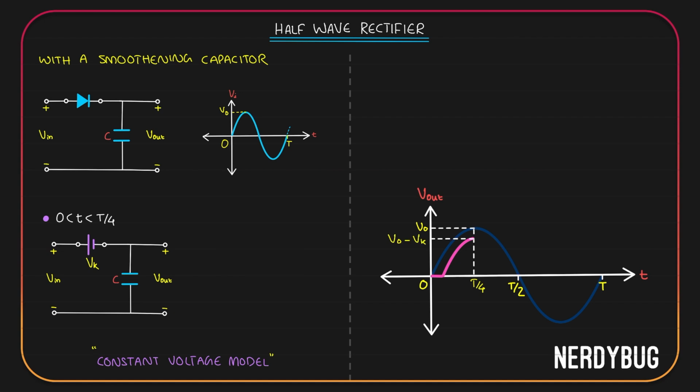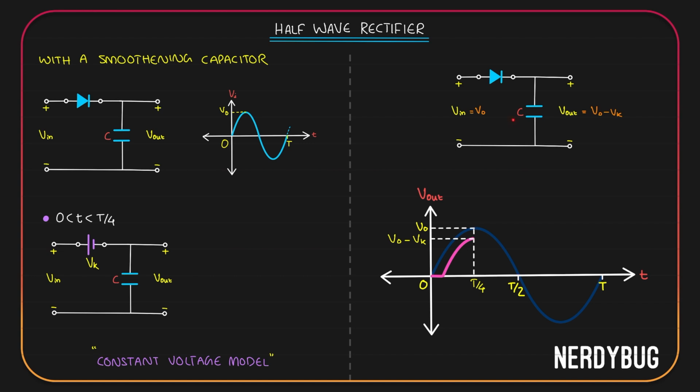Let us take the original circuit now. Assume that the input has reached over here and the value of V in is now V naught. Now the capacitor is also charged and it has a potential V naught minus Vk across it. After reaching the peak, the input voltage now has to decrease, which means ideally the potential across the capacitor should also decrease. But there is a problem with that.